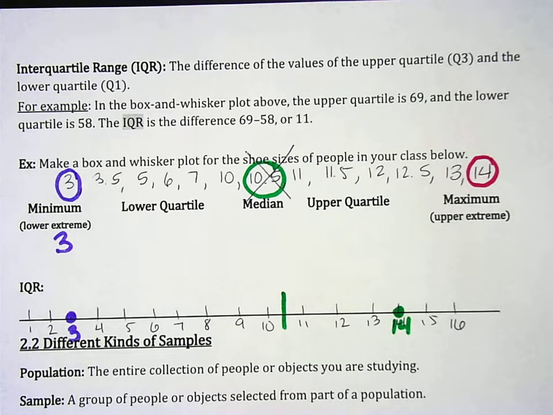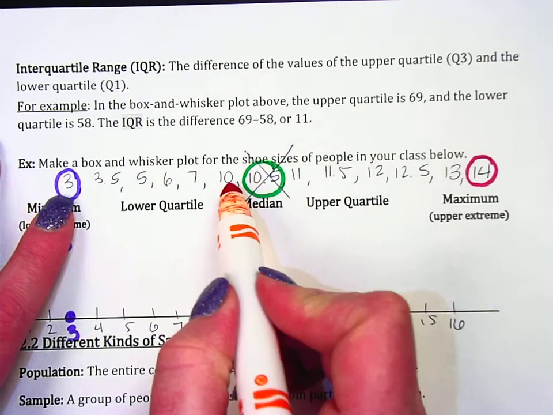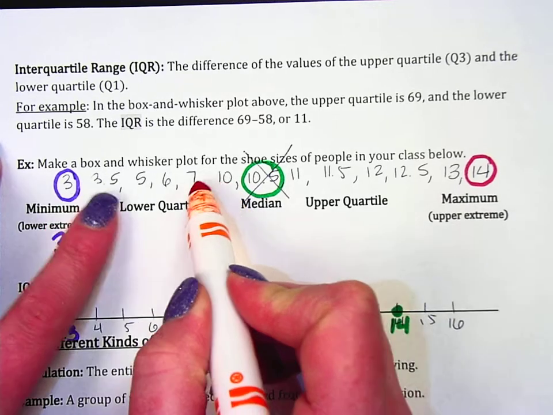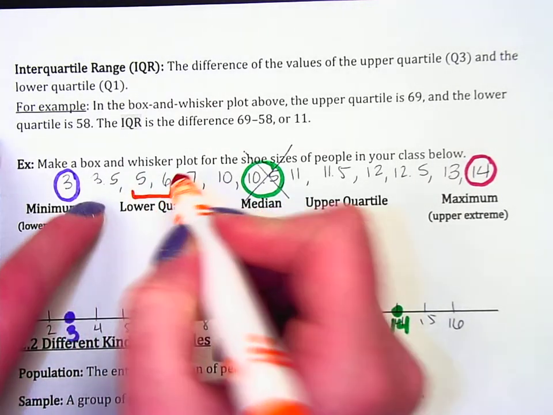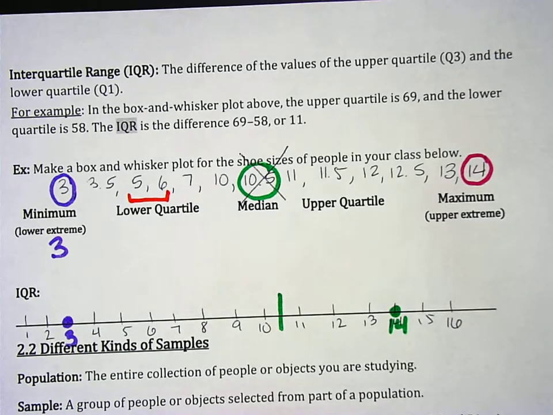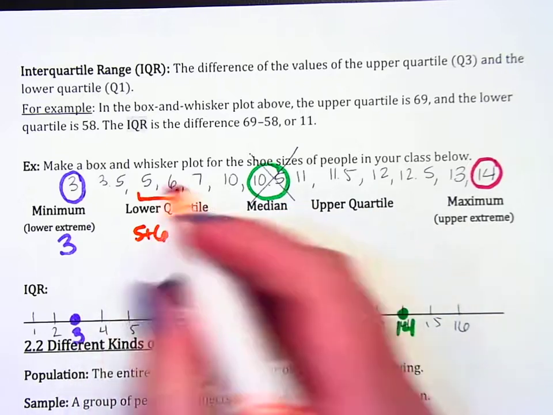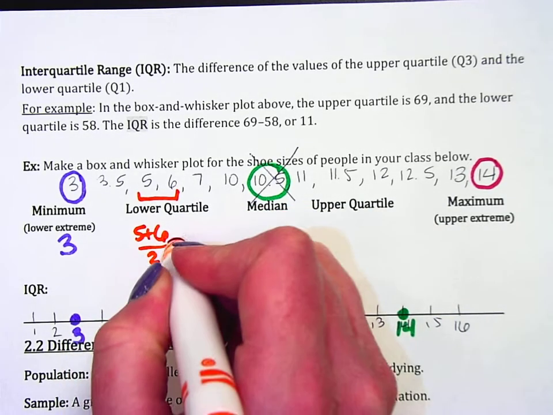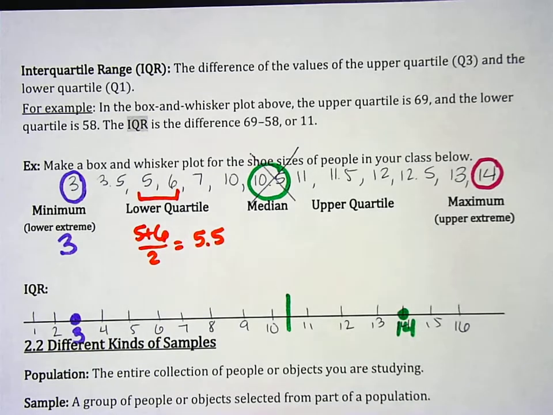To find the lower quartile, I need to do the median again, but of my lower half. So 10.5 was the true median, so we're going to start with 3 and 10 canceling, 3.5 and 7, and then I'm left with 5 and 6 in the middle. So to find my lower quartile, since I had two numbers, I'm going to add them together, push enter in my calculator, and then divide by 2. The average should be 5.5.